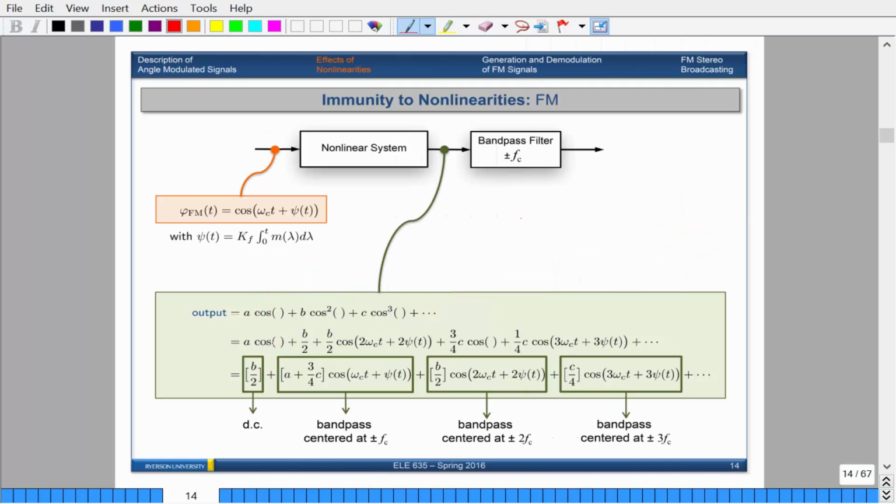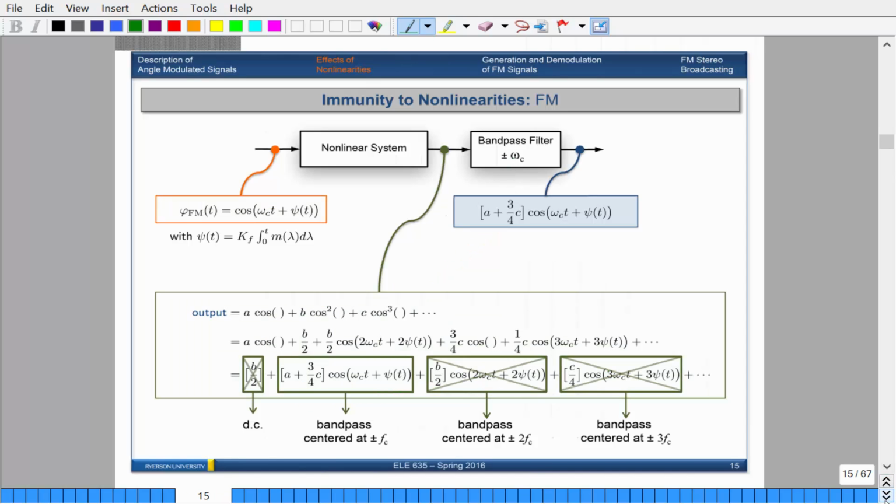you have your DC term, right? So that's over here, right? Then you have your bandpass components centered at FC and then 2FC and so on. So if you apply your bandpass filter, all these three things go away except for this one over here. And what's nice is that the output is simply a scalar multiple of the original input.